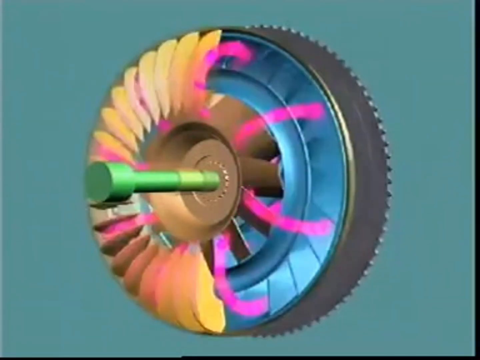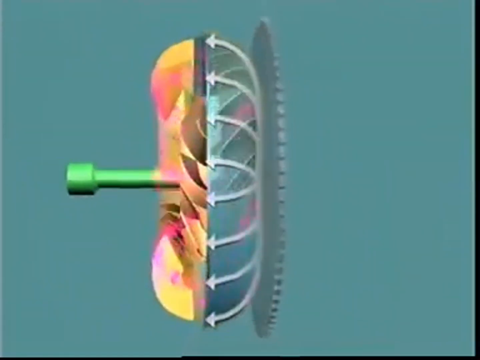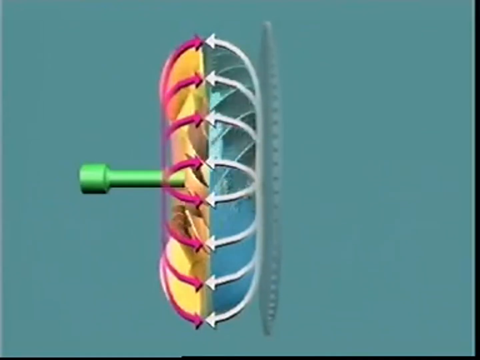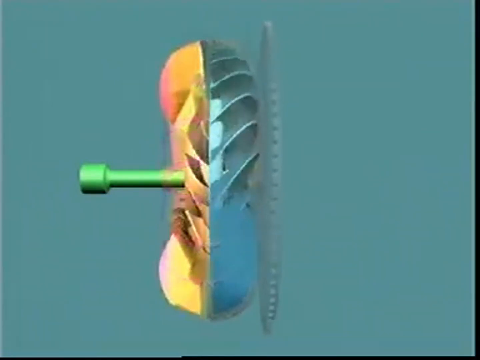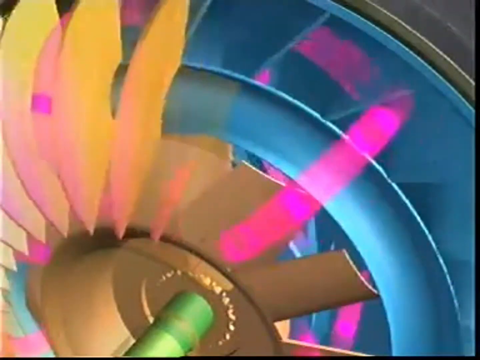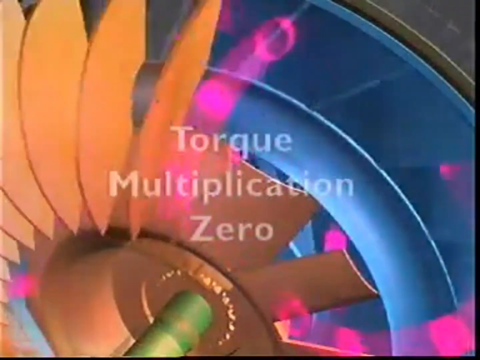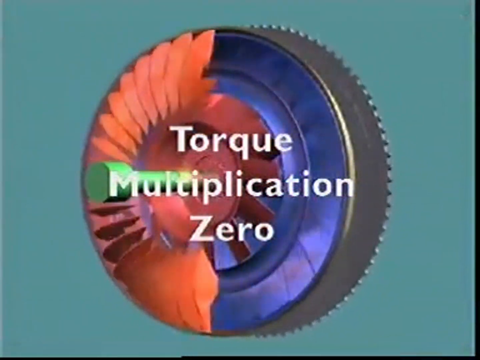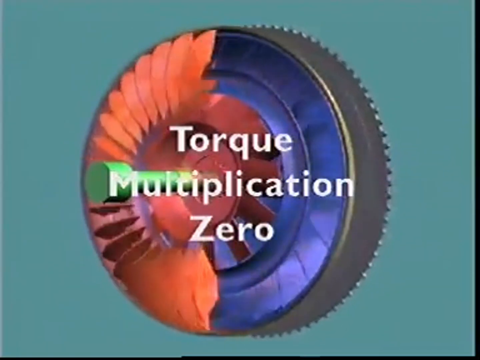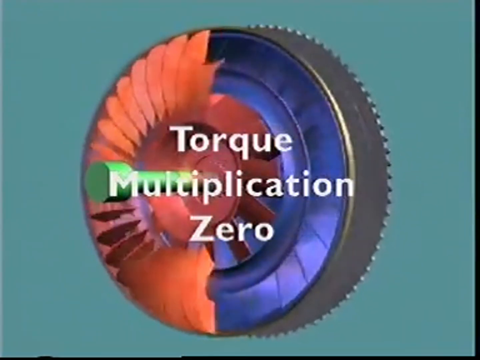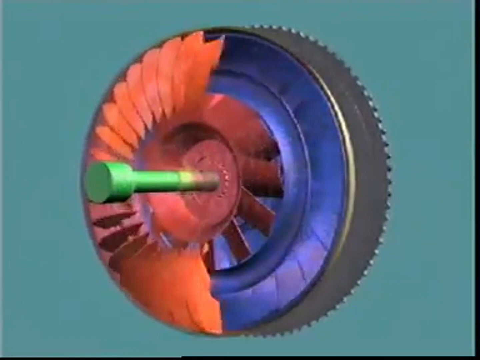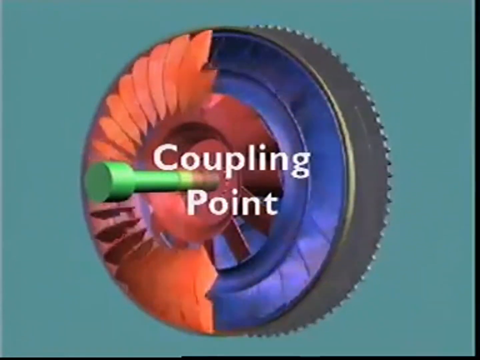This subjects the fluid in the turbine passages to centrifugal force, which slows down the circulation between impeller and turbine. When turbine speed reaches around 90% of impeller speed, torque multiplication falls to 0. Torque transfer from impeller to turbine is then about 1 to 1. This is known as the coupling point.